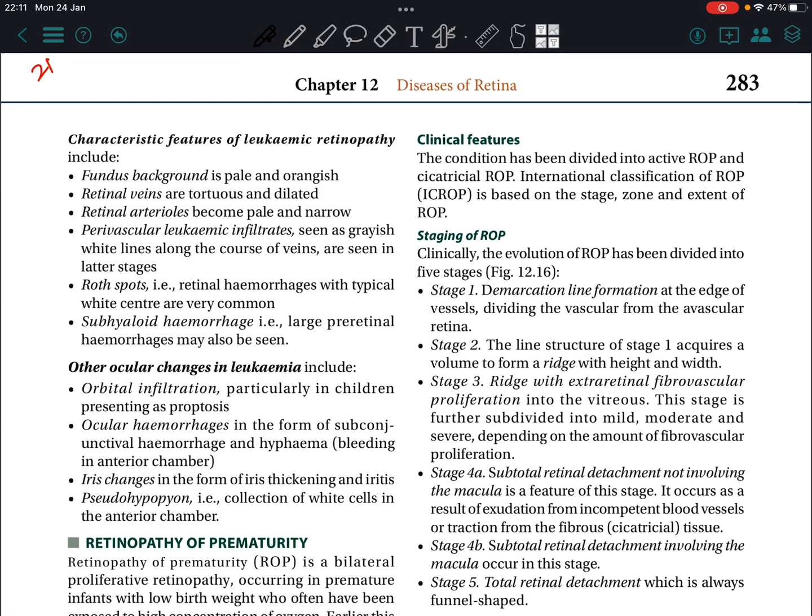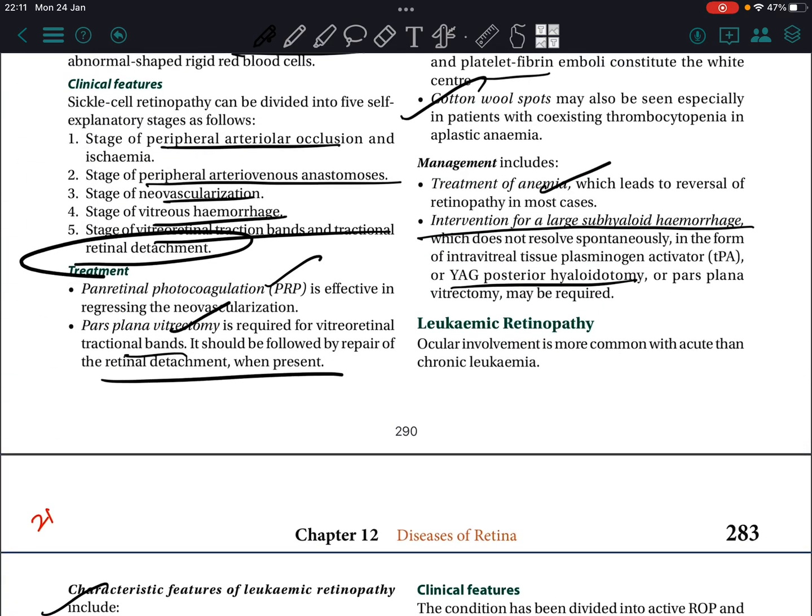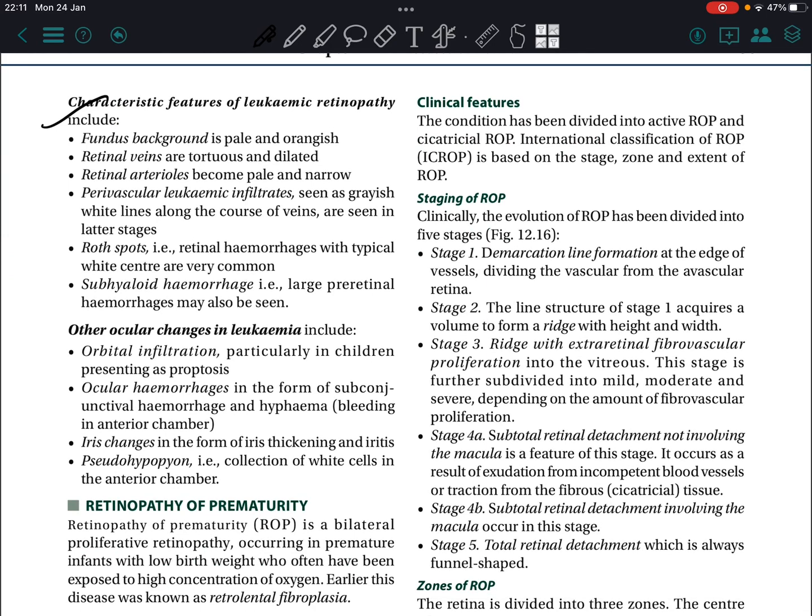Characteristic features of leukemic retinopathy include: fundus background pale, retinal vessels tortuous and dilated, retinal arteries become pale and narrow, perivascular leukemic infiltration, Roth spots, subhyaloid hemorrhage.